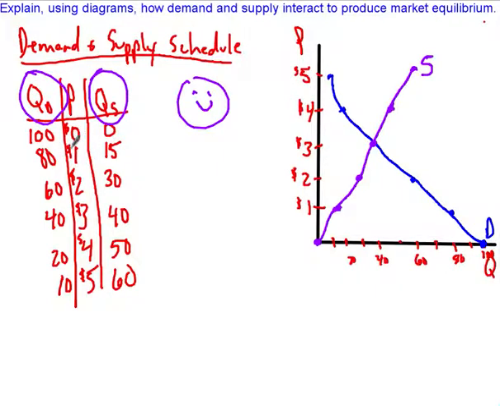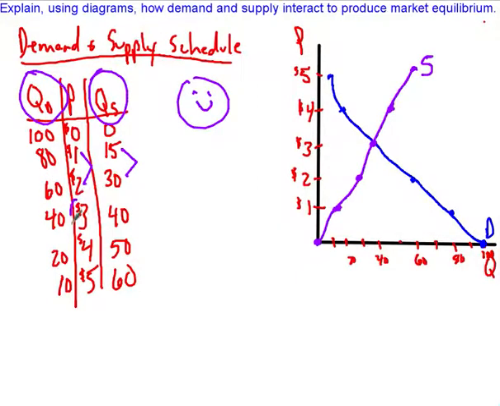At a price of $1, consumers want 80 of them, but $1 is not a very high price, and so just a couple of suppliers are getting into the market, and they're only going to produce 15. At $2, consumers want to buy 60 of them. The price is still kind of low, but the increase from $1 to $2 has caused the quantity supplied to go up to 30. But you can see that we want 60, and the suppliers are only willing to give us 30, and so we're still not happy together.